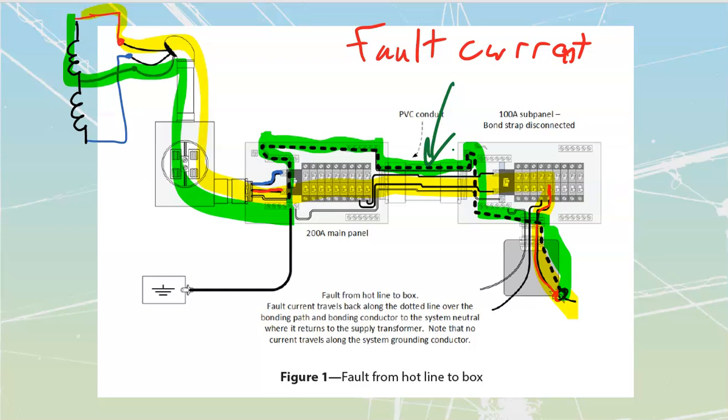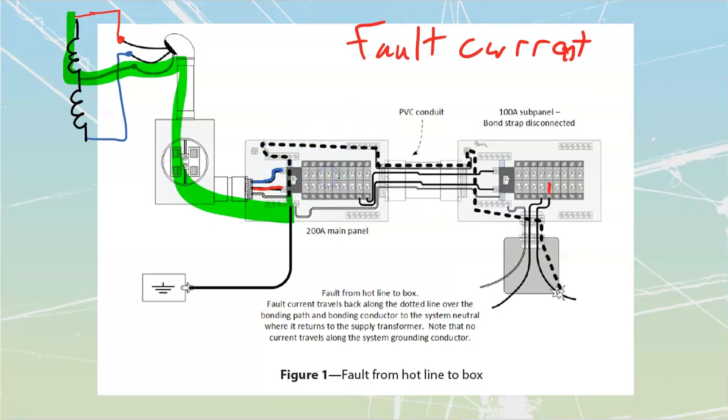Two main types of faults that we have are going to be either what we had in here. This is going to be a fault from a hot line down to the box, which is going to carry us back. We call that a line to ground fault, or a phase to ground fault, from one of our phases to the actual ground. The other type that we can have is going to be a line to line fault.